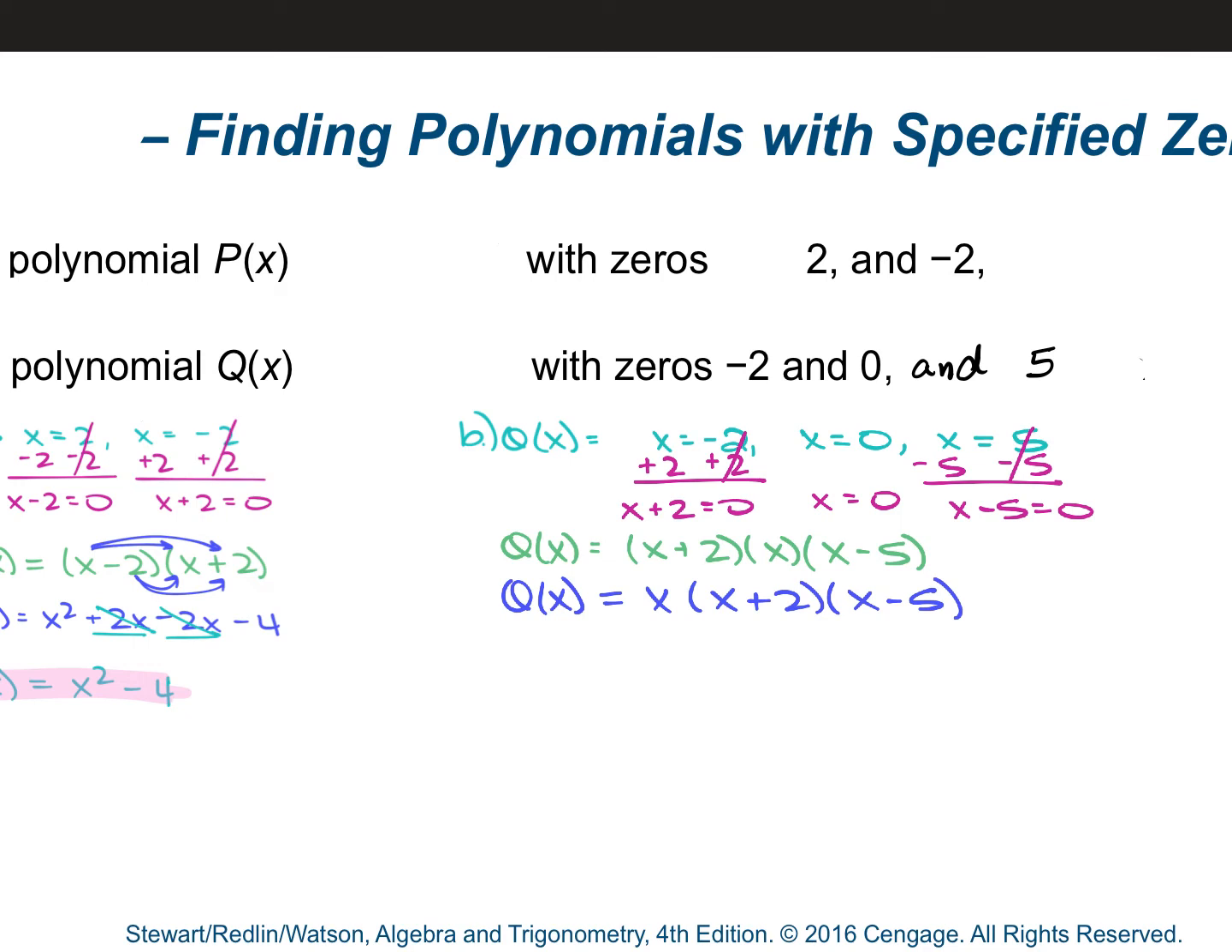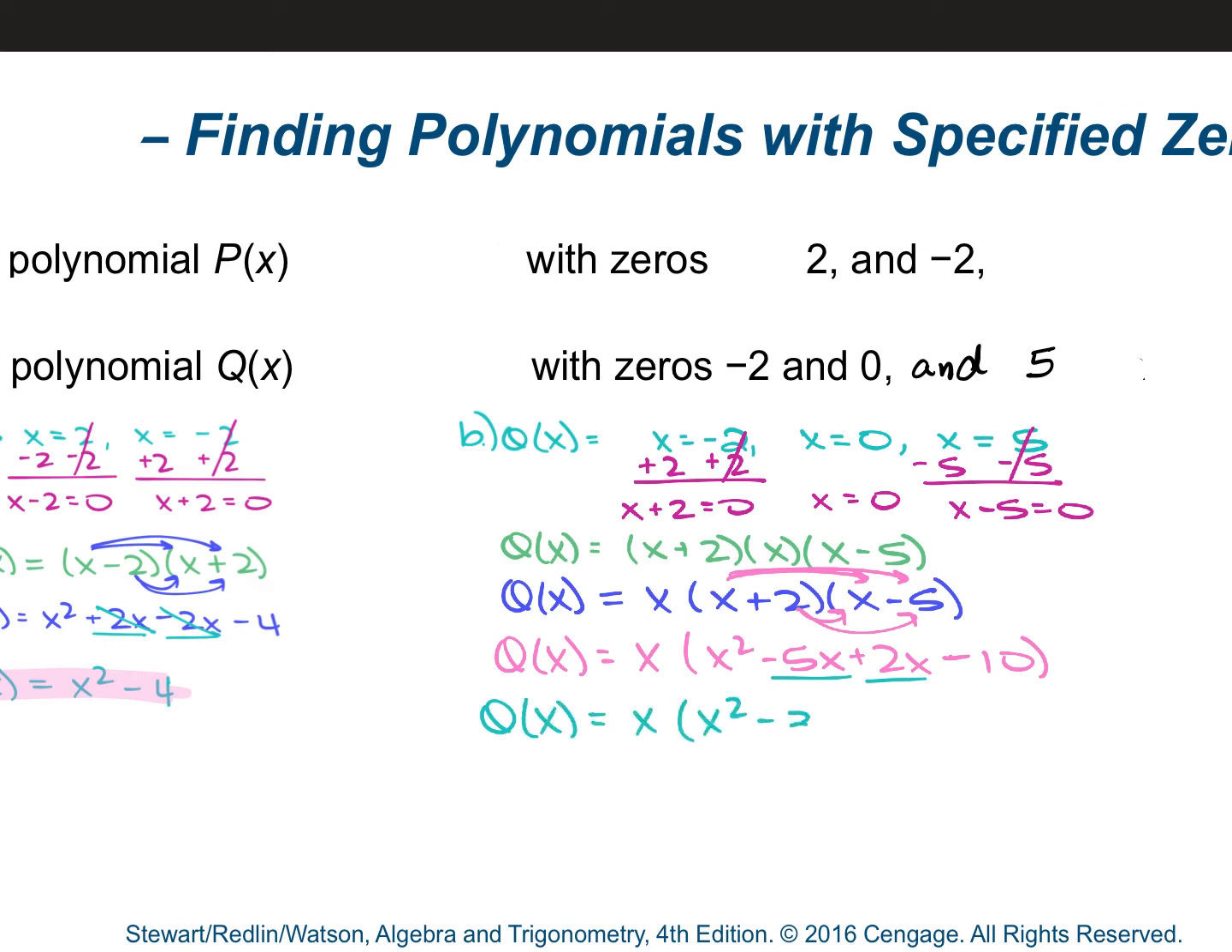From here, I'm going to start by FOILing those two binomials with one another. So the x plus 2 times x minus 5, I'm going to do that first. So it's going to give us q of x is equal to x times x is x squared. X times negative 5 is negative 5x. 2 times x is positive 2x. And 2 times negative 5 is negative 10. We combine our like terms of that negative 5x and that positive 2x. And this gives us q of x is equal to x times x squared minus 3x minus 10.